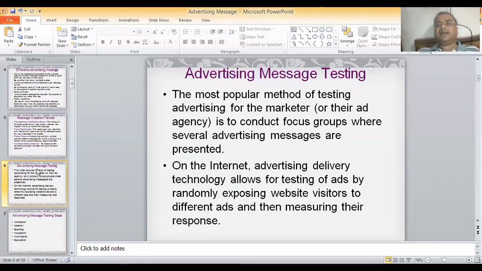Then we also have a technique called advertisement recall, where an advertisement is shown either in print media, or in fact a few advertisements are shown. And then once done, we ask the person and try to see what all he remembers, or if he remembers the advertisement at all or not. So things like these. There are various methods of advertisement testing which we will look into further.